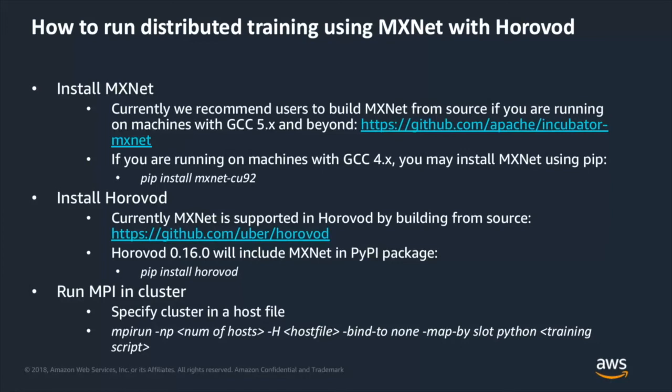After you install MXNet and Horovod and you have your training script ready, you just need to run mpirun. The -np is basically not the number of hosts, I think there was a mistake there. It's basically the number of devices, how many GPUs you'd like to use to train your model in parallel.